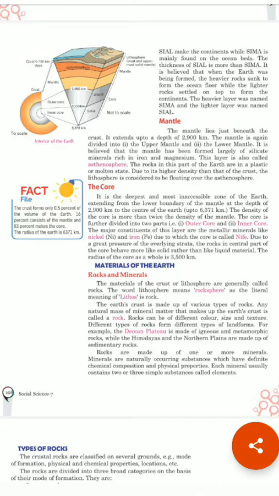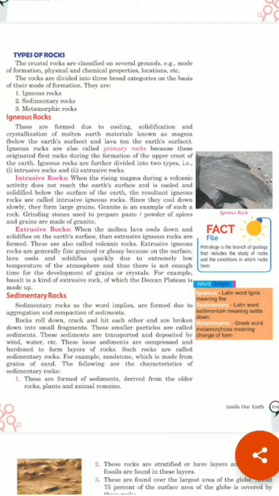The core. It is the deepest and most inaccessible zone of the earth, extending from the lower boundary of the mantle at a depth of 2900 km to the center of the earth. The core is further divided into two parts, outer core and inner core. The major layer is made of metallic minerals like nickel and iron. Due to this, the core is called Nife.